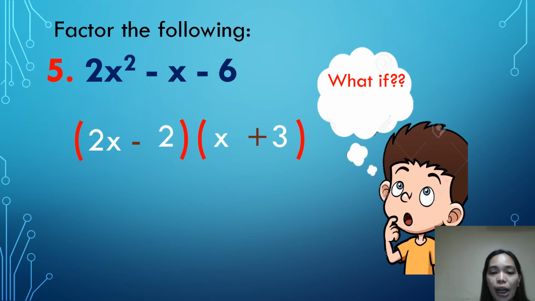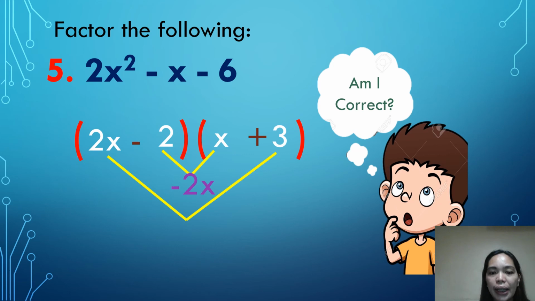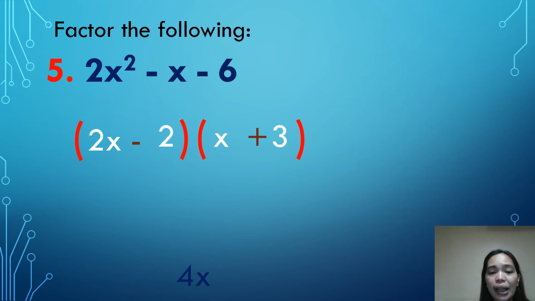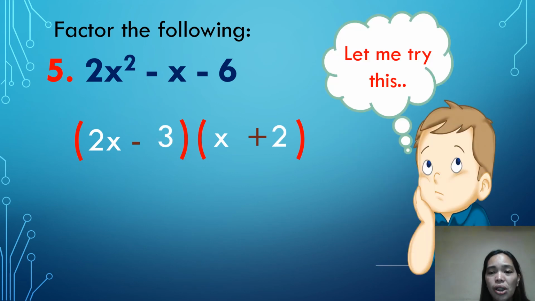Now, let us try if our second trial is correct. Negative 2 times x is negative 2x. 2x times 3 is equal to positive 6x. The sum of this is positive 4x. Oh no! Our second trial again is wrong. So what should we do? Let us try to interchange the signs. Let us try if our third trial is correct.